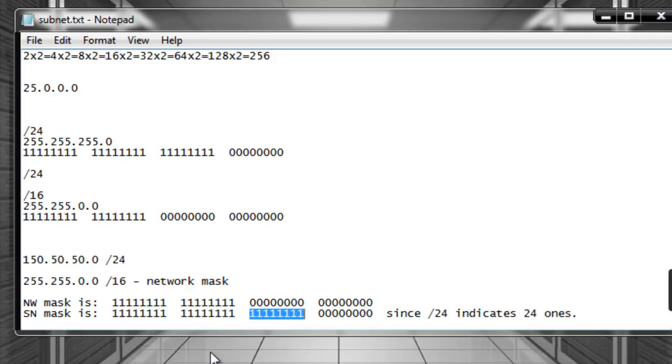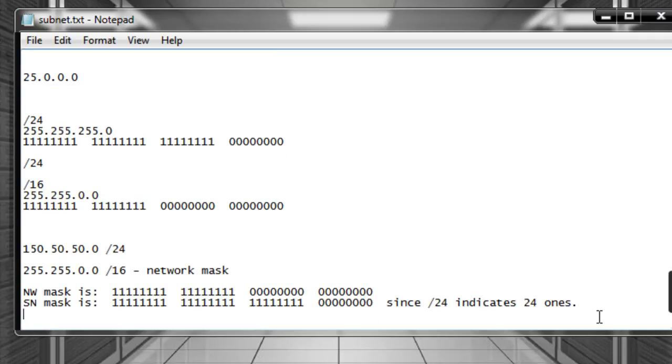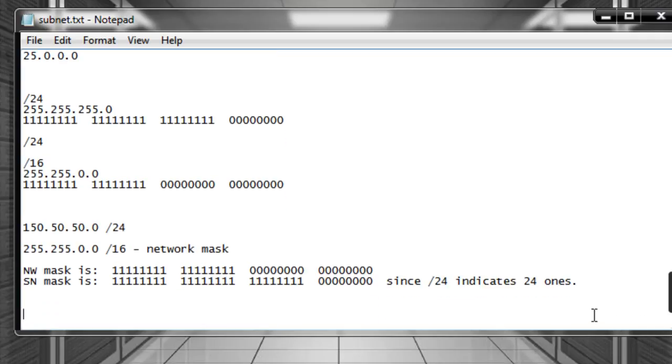And in the last part of this lesson, we talked about where the host bits are. Host bits are where the network mask and the subnet mask have zeros together. So valid hosts is 2 to the 8th power minus 2. So that's easy. If it's 2 to the 8th power, you know that's 256. And minus 2, that's 254.